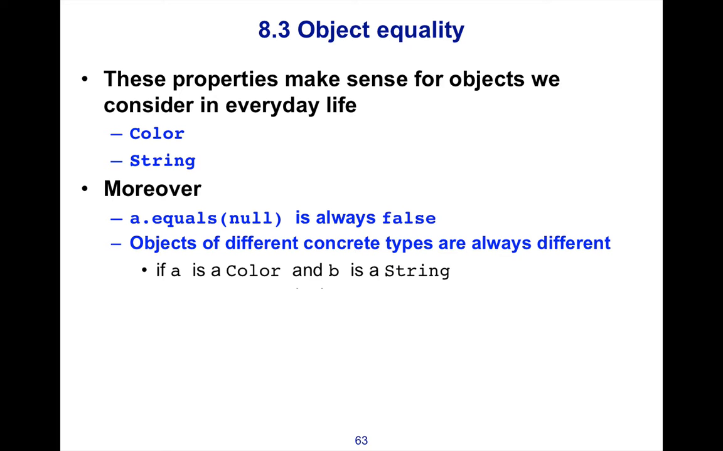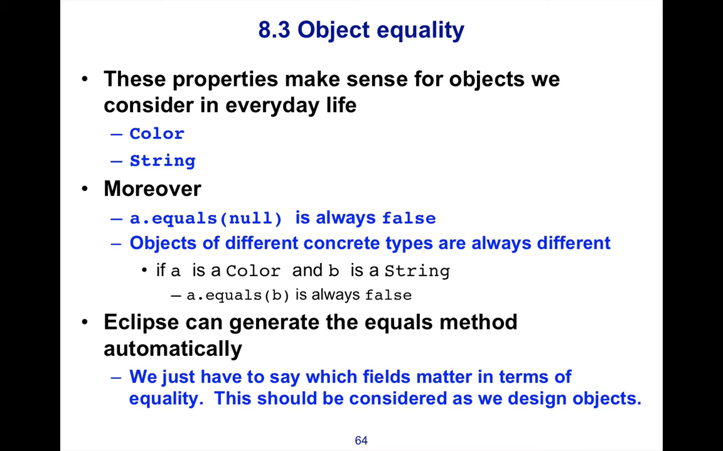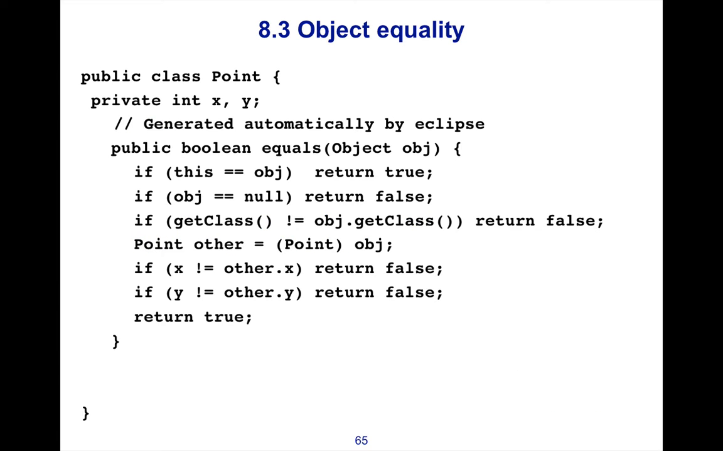Now, the good news is that Eclipse has methods in it to generate dot equals automatically, but we have to tell it which fields matter to us in terms of equality. And this is something we should consider as we design objects. So let's take a look at the point object, and let's suppose that equality should be based on identical values for the x and y coordinates. So if I have the point 3, 4, it should dot equal any other point whose coordinates are 3, 4, and not dot equal any other point's coordinates.